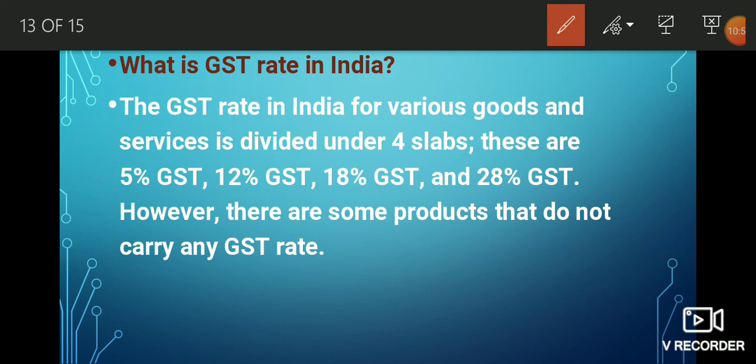because from petroleum the government generates maximum revenue. If we bring it under GST, then the government can generate less revenue, so it is out of GST.